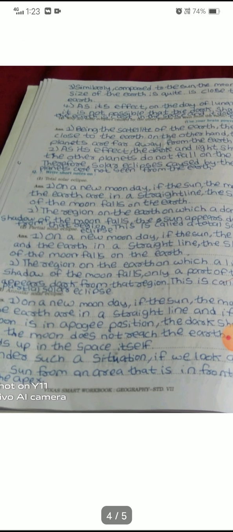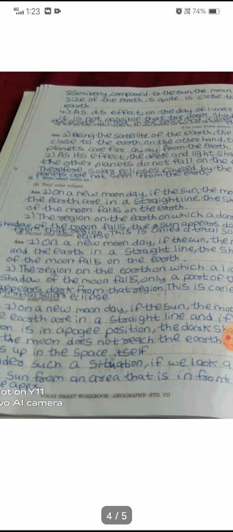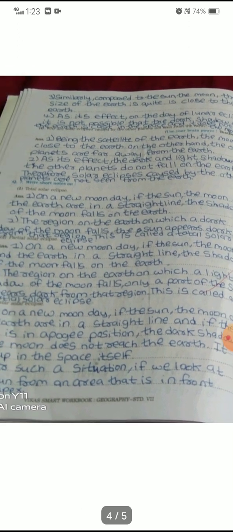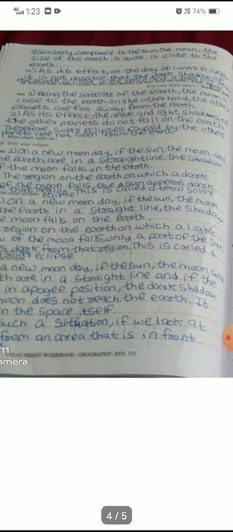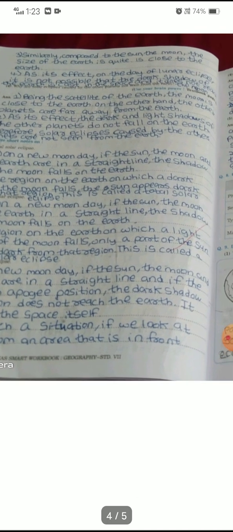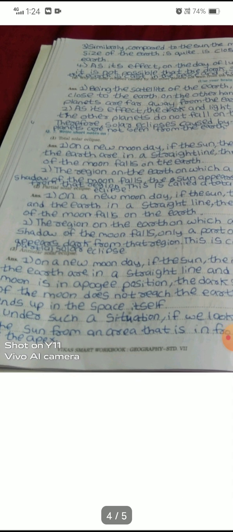Partial solar eclipse. On a new moon day, if the sun, the moon, and the earth are in a straight line, the shadow of the moon falls on the earth. The region on the earth on which a light shadow of the moon falls, a part of the sun appears dark from the region. This is called a partial solar eclipse.